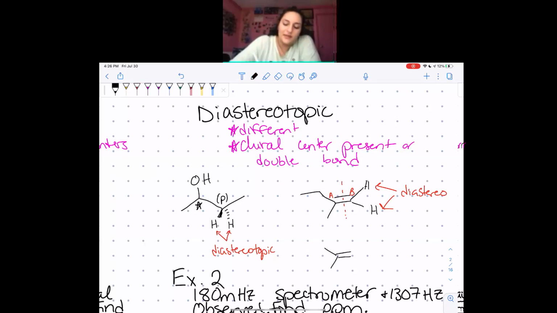If I had something like this, side A and side B has 2 hydrogens, so that checks out. But side A is completely symmetrical. So that means these guys are homotopic.